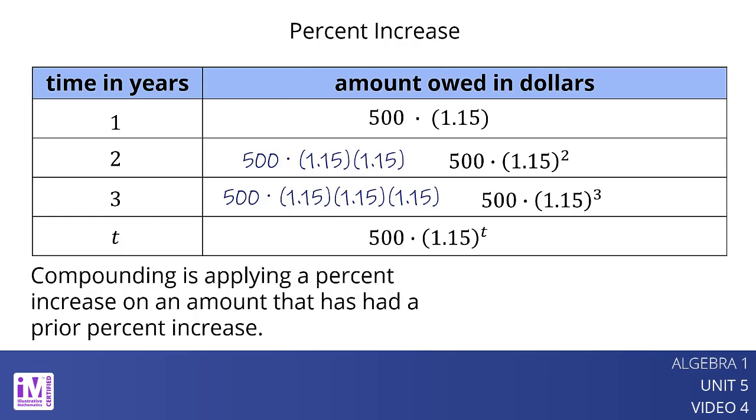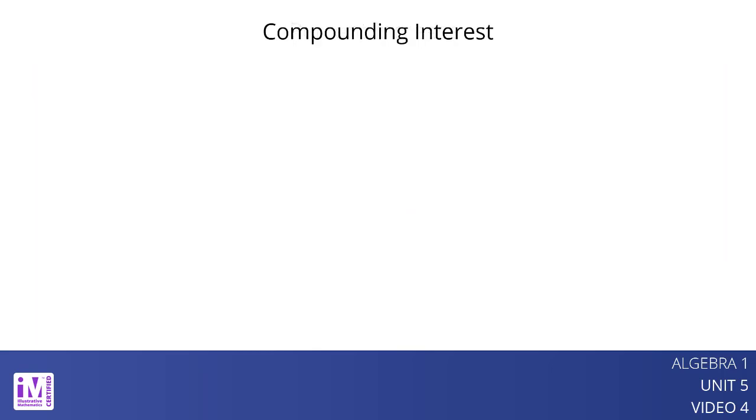Compounding is applying a percent increase on an amount that has had a prior percent increase. Compounding happens when we calculate interest on money in a bank account or on a loan. An account that earns 0.5% interest every month does not actually earn 6% a year. Suppose a savings account has $1,000 and no other deposits or withdrawals are made. The account balances after some months are shown in this table.